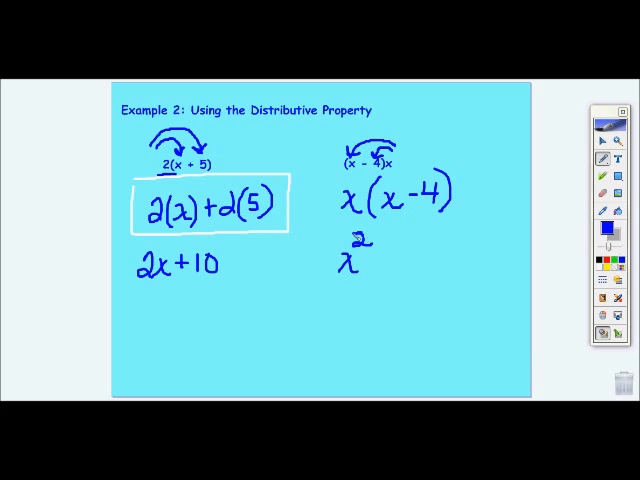And then I do my x times a negative 4. Make sure you pay attention to that integer sign. X times negative 4 is going to be a negative 4x. And that time I just skipped right to that step. So here's my final answer.